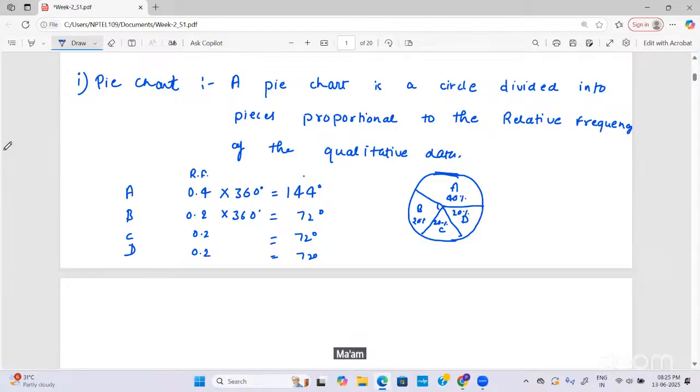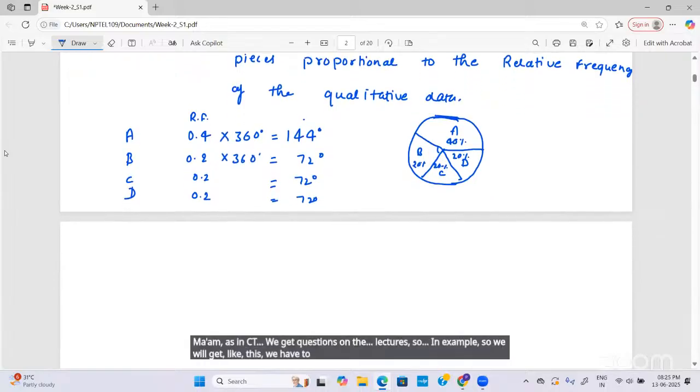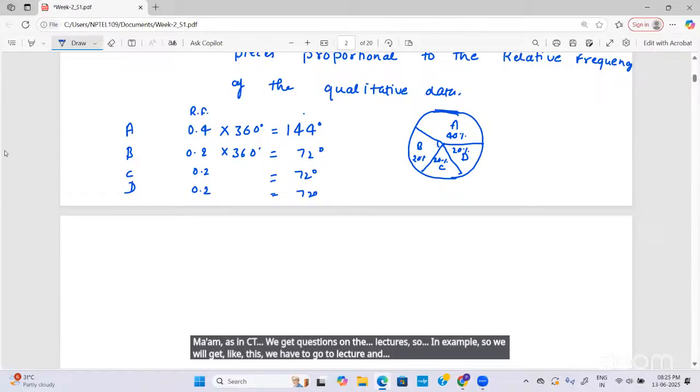Ma'am, as in the CT we get questions on the lectures, so in the exam also we will get questions like this. We have to go to the lectures and see individually?